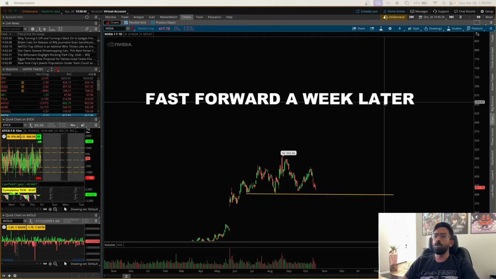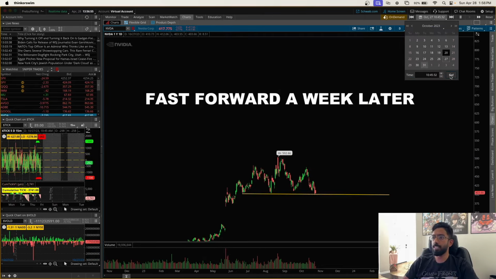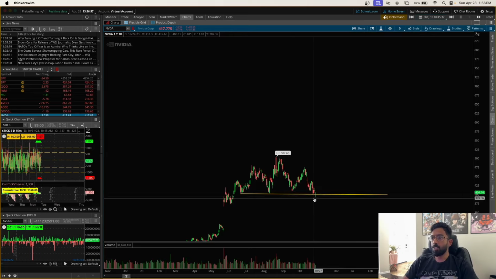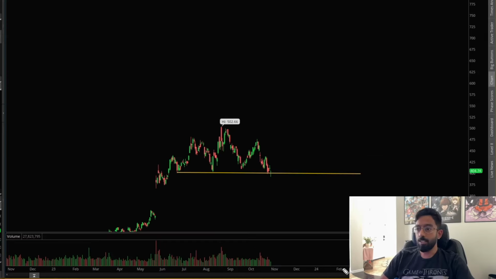Fast forwarding to a week later, October 31st, let's see what happened there. So we did go lower, but as the market was going lower, you see the volume just completely tapers off. Yes, the price was going lower, but the market was showing that the traders were not really interested in this price action at all.